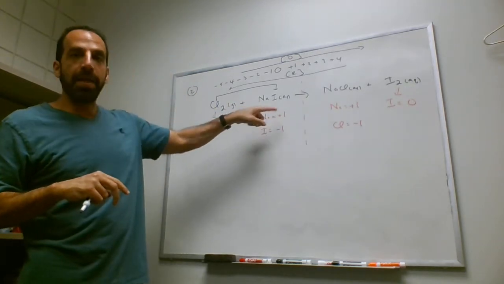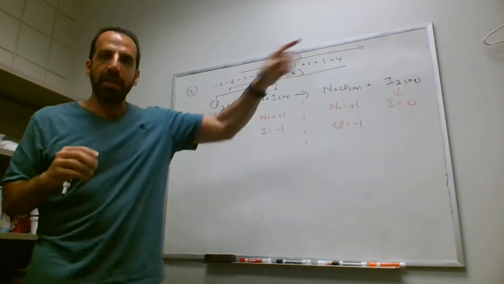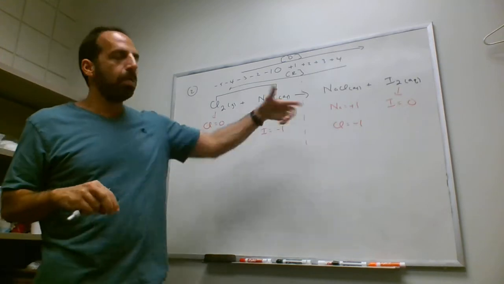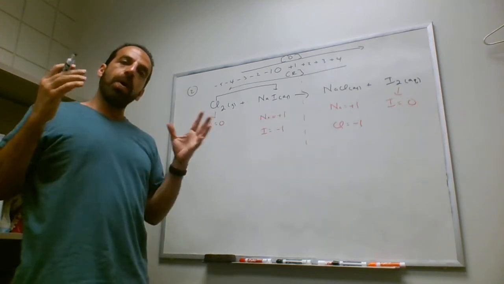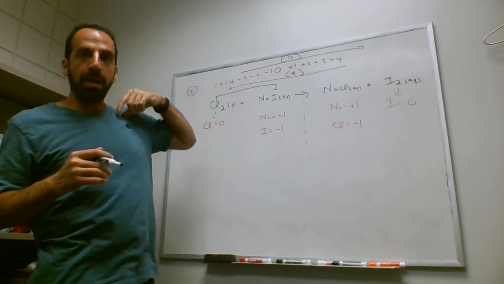For sodium iodide, sodium is positive 1, iodide is negative 1. So halogens are normally negative 1 unless they're in their natural state. Same thing with sodium chloride. And we want to see what gets oxidized, what gets reduced. I always like to write this table on the top of my paper.